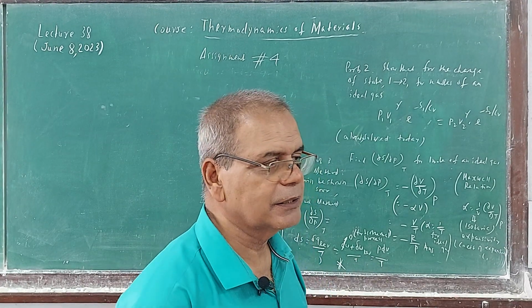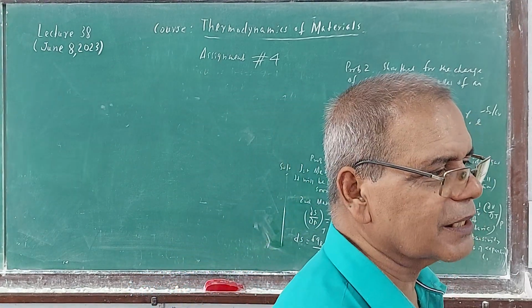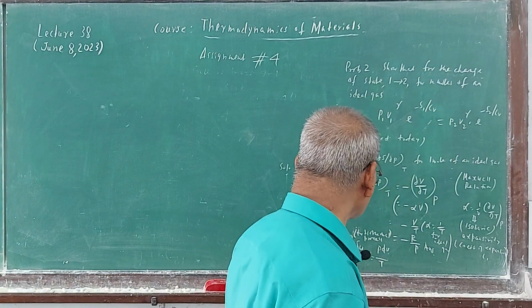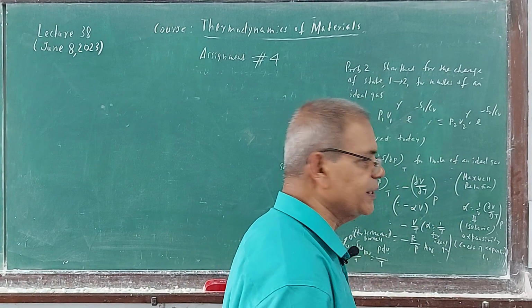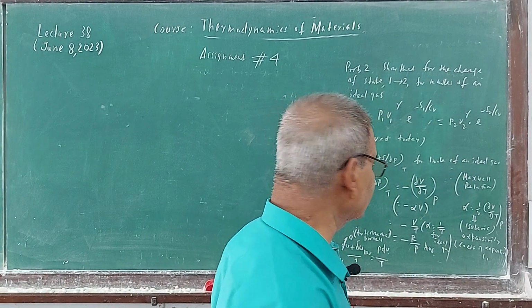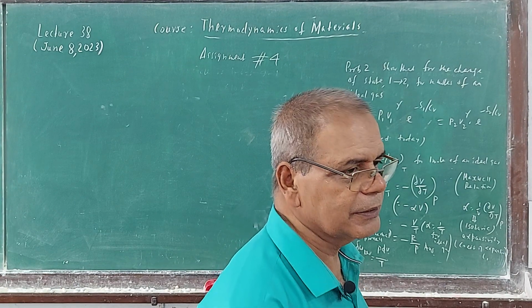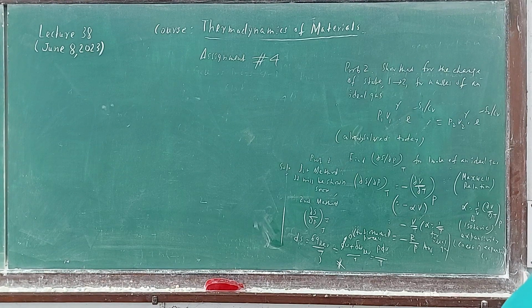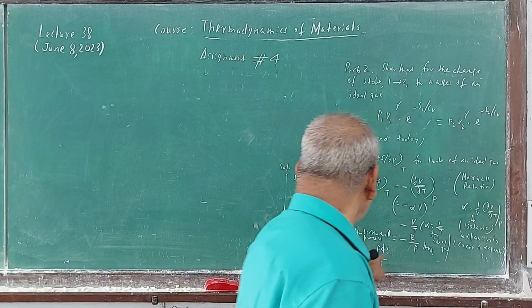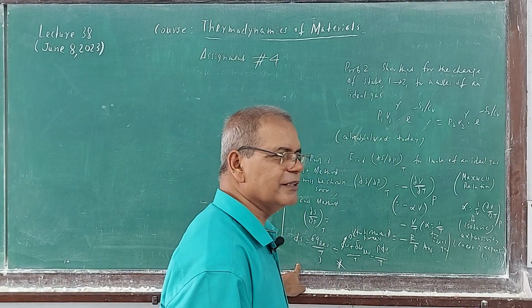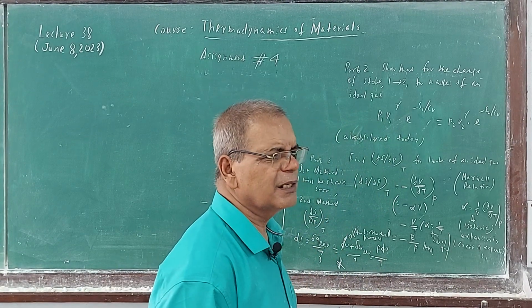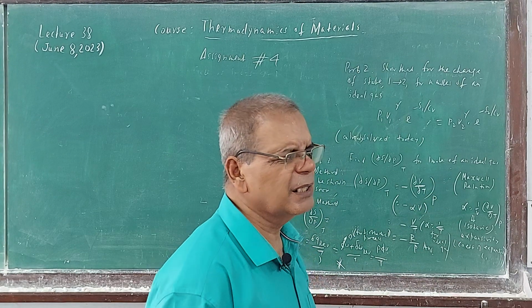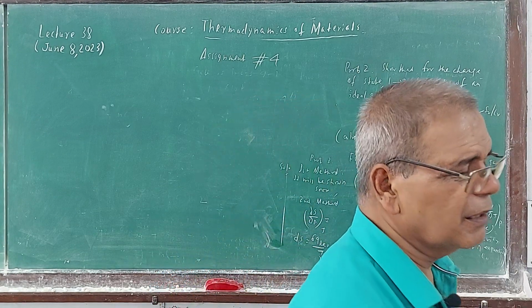P by T. So what shall I do? Del S by del V at constant temperature is P by T, but this is not asked. What is asked? Del S by del P. What will you write? Does anyone know? Del V comes here as del S del V. No, del S del P. So somehow I have to write del P.